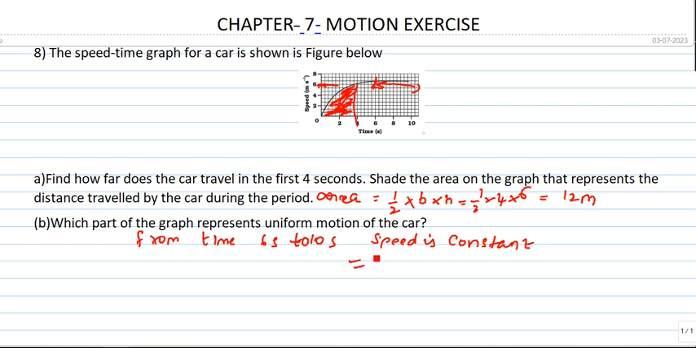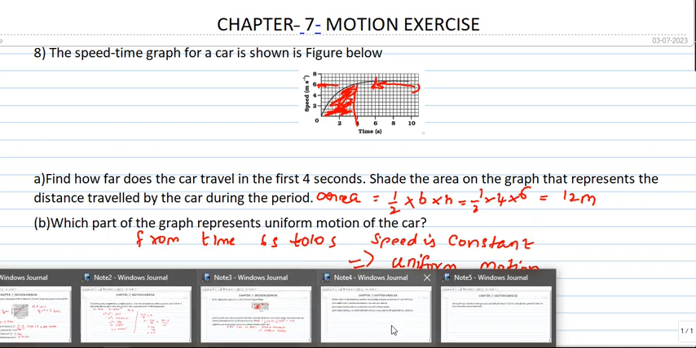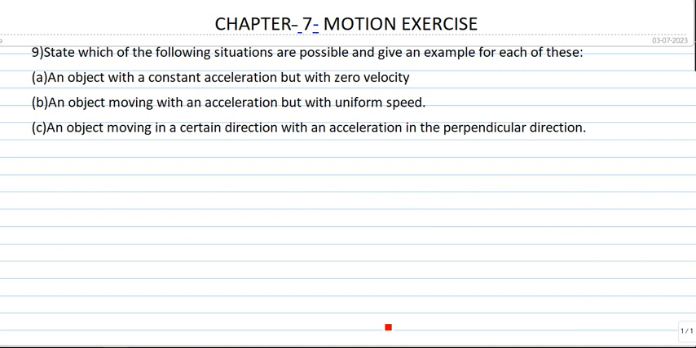So this implies uniform motion. Okay, this is the 8th question. So the 9th question is, we have 3 questions here.